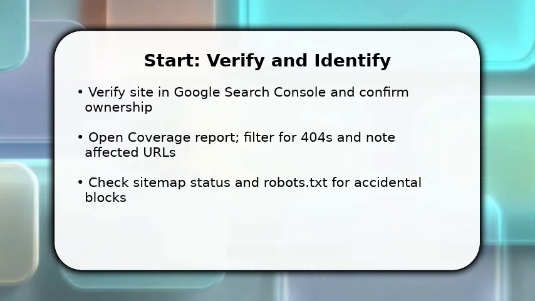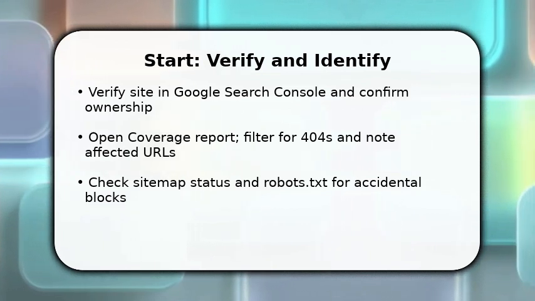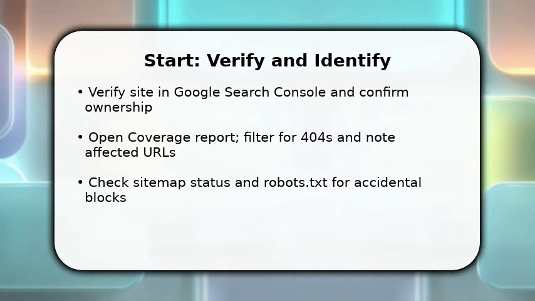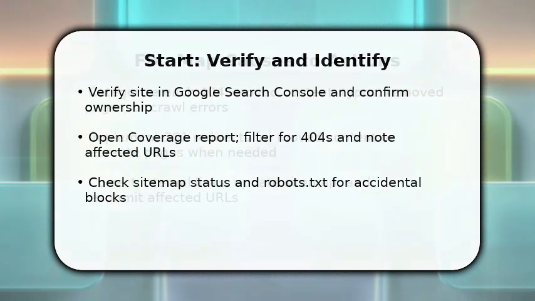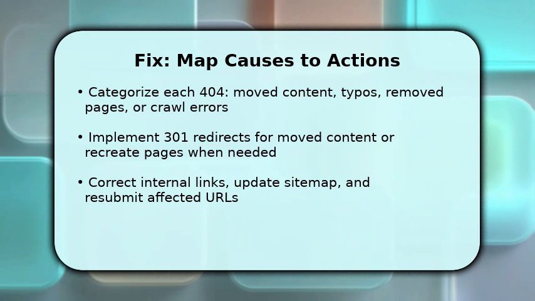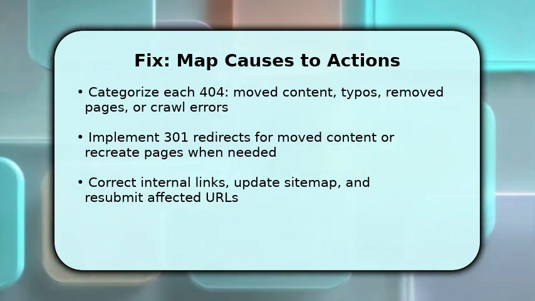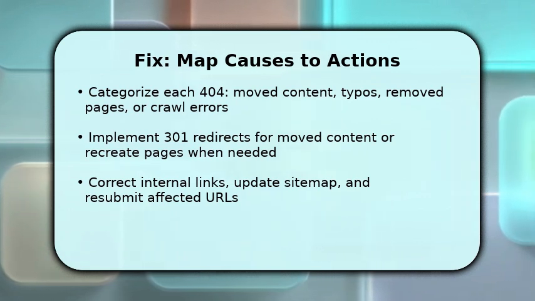If you use redirects or dynamic routing, export the list of 404s now and prepare to test each URL in a browser and with the URL inspection tool to see Google's current crawl response. Once done categorizing why each URL is 404, act on the cause. Implement 301 redirects for permanently moved content so link equity transfers, or restore important pages if they were deleted.